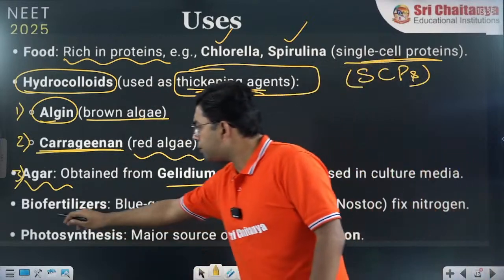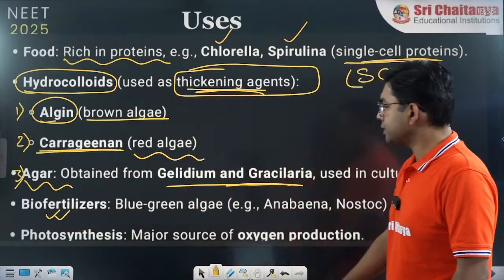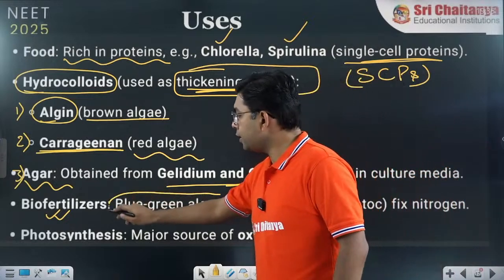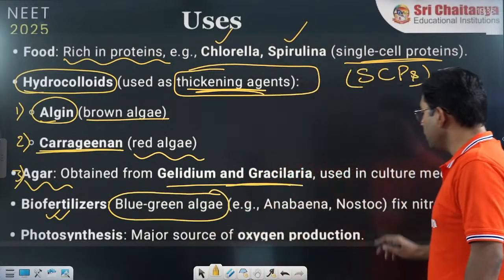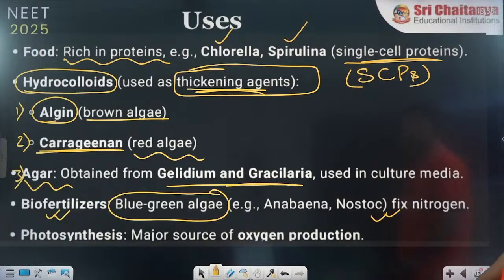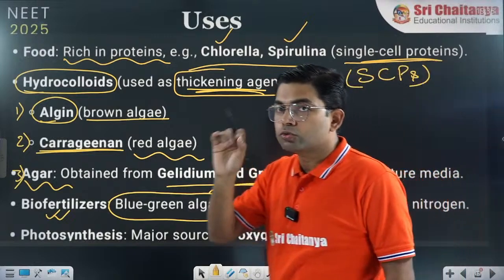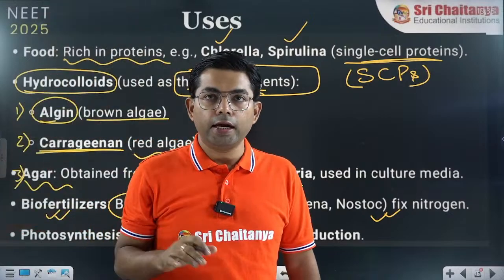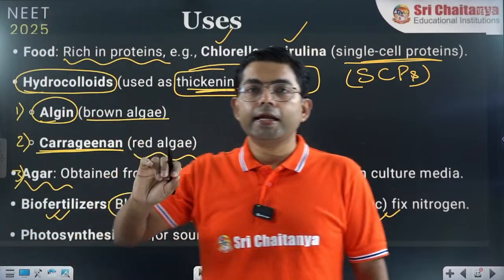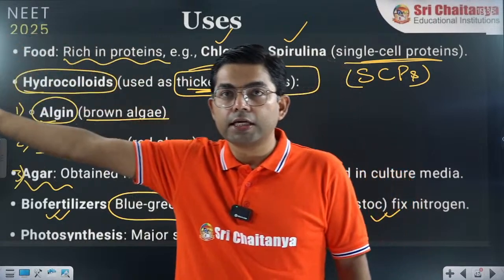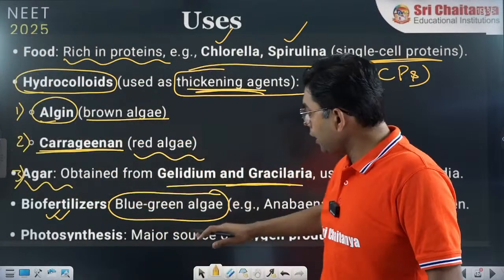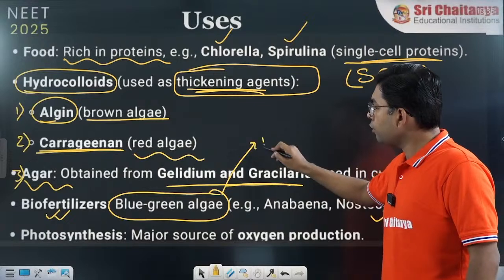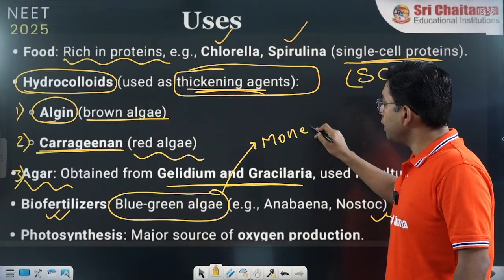Can they be used as a biofertilizer? Answer is yes. The blue-green algae is used as a biofertilizer. Although this blue-green algae is not truly a part of algae, it is a part of cyanobacteria, right? Just like Chlamydomonas is a part of Protista, same way blue-green algae is part of kingdom Monera.